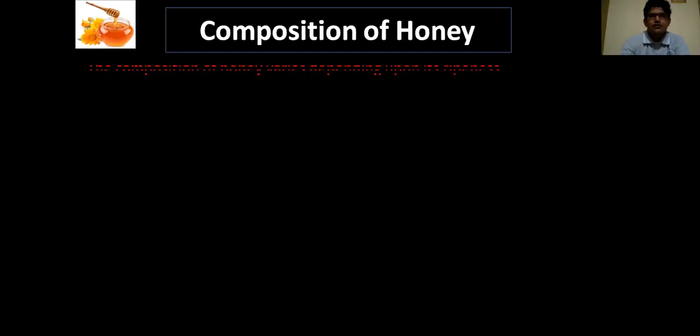Here is the composition of honey. The composition of honey varies depending upon its ripeness. So if you take a honey which is freshly extracted and if you take a honey which is extracted 1 year ago, then definitely there will be a change in the composition, because as the time passes the enzymatic reaction takes place which changes the percentage of various constituents present in the honey.